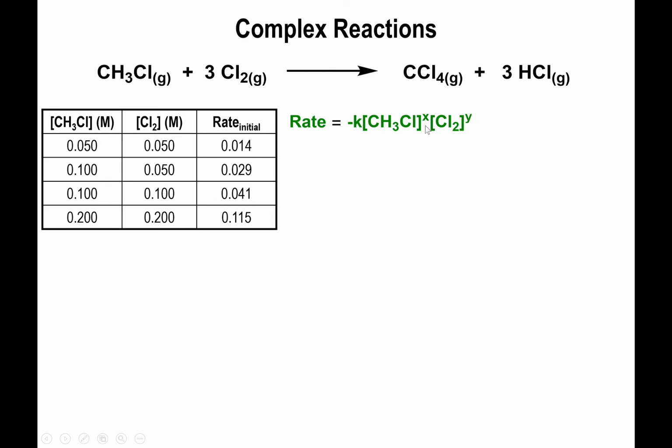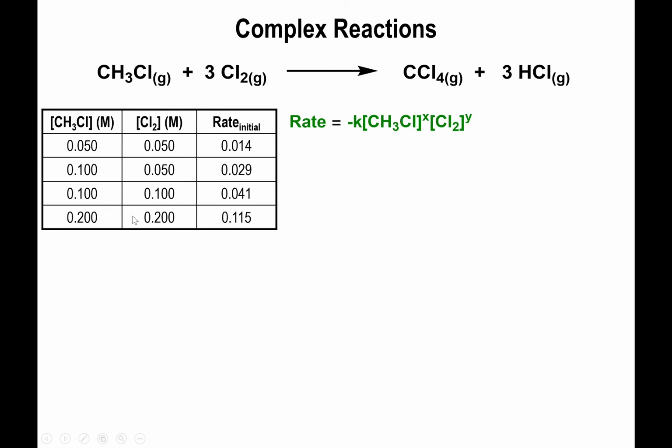Now we cannot say that the powers are 1 and 3, which are the balancing coefficients, because the fact that we have multiple reactants present means that we're going to have multiple elementary steps happening leading up to the formation of the products. So we don't know exactly which one of those steps is going to be the slow step. So we have to find out with the experimental data here what the values of X and Y are going to be.